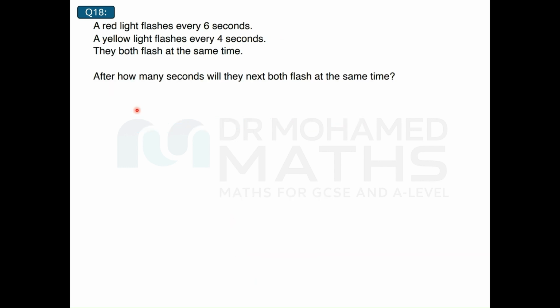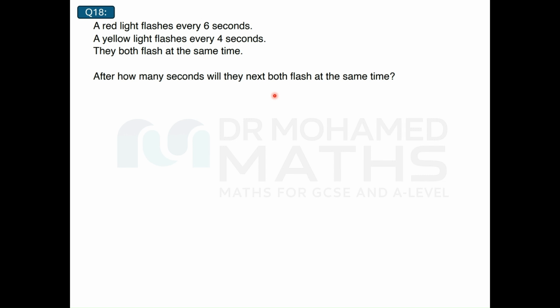Look to the next question here, question 18. A red light flashes every 6 seconds. A yellow light flashes every 4 seconds. They both flash at the same time. After how many seconds will they next both flash at the same time?